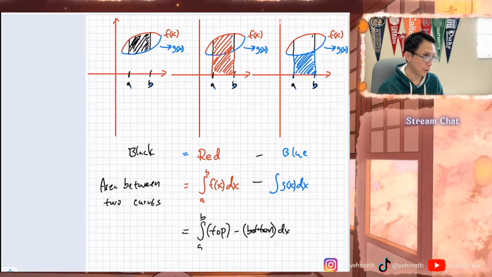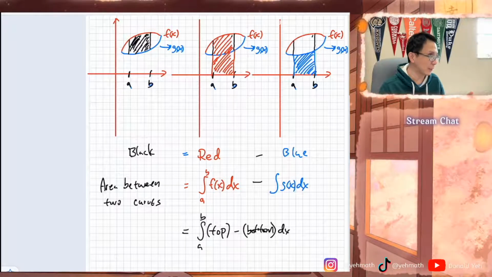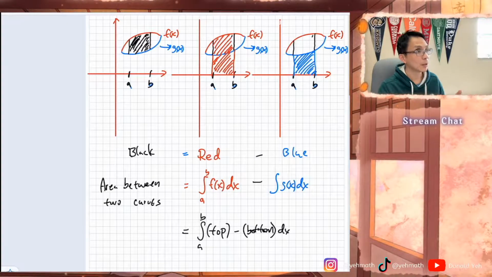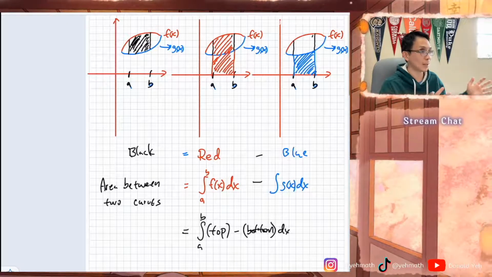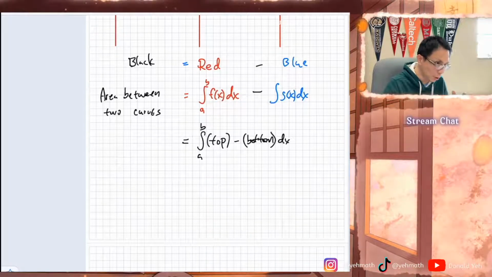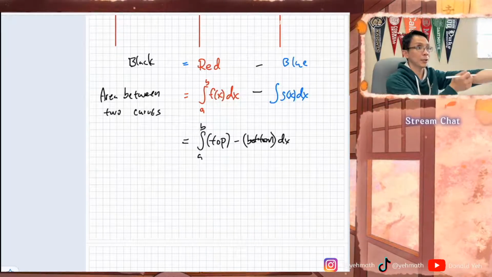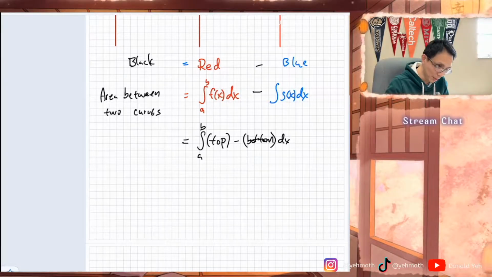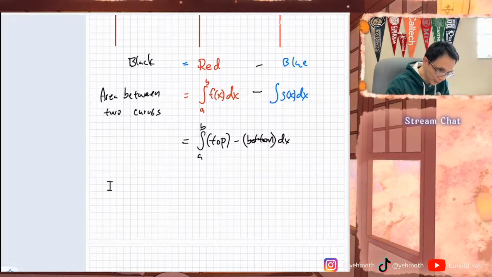Okay, so top minus bottom. Sometimes we're gonna give you a region that is assigned to you, and sometimes we're gonna give you a region that is not assigned to you. You have to figure out the area between the curves. So there are two situations that can happen. Sometimes I give you a bounded area.